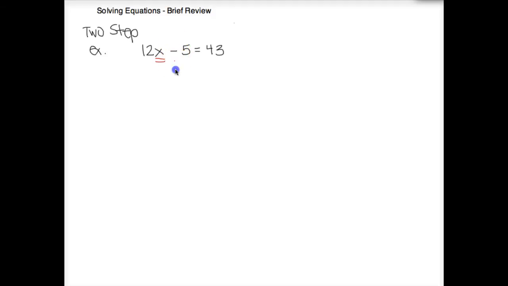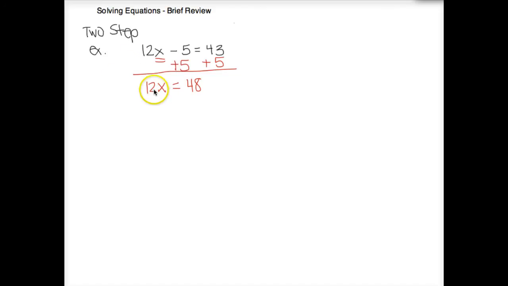So get rid of the stuff that's further away first by using the opposite operation. The opposite of subtraction is addition, of course. So we're going to add 5 to both sides. When we do that, we can add straight down our columns. We've got 12x here, the -5 and the 5 cancel out. That's the whole point of opposite operations. And then 43 plus 5 gives us 48.